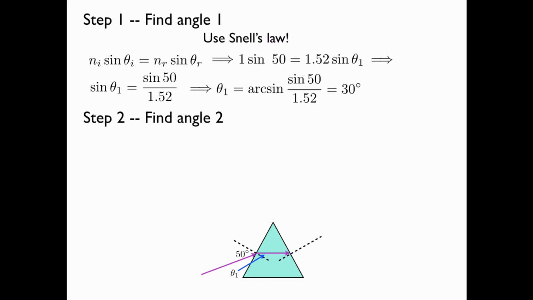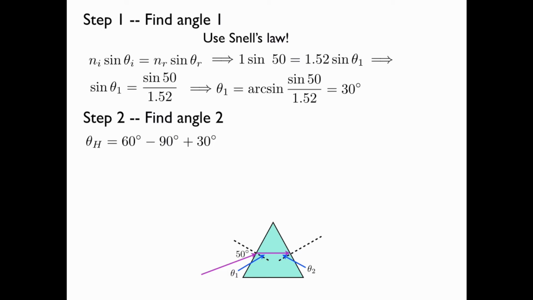Now we need to find angle 2, as shown in the diagram. Now this requires a little bit of geometric insight. First, I'd like to find the angle that second pink light ray, which is inside of the prism, makes with respect to the horizontal. Now follow along with me.